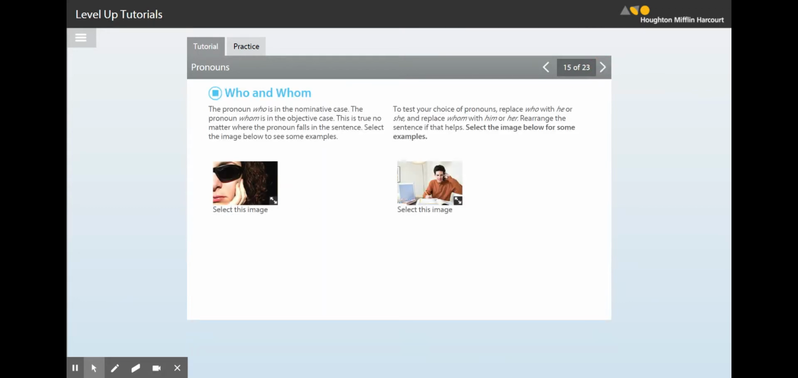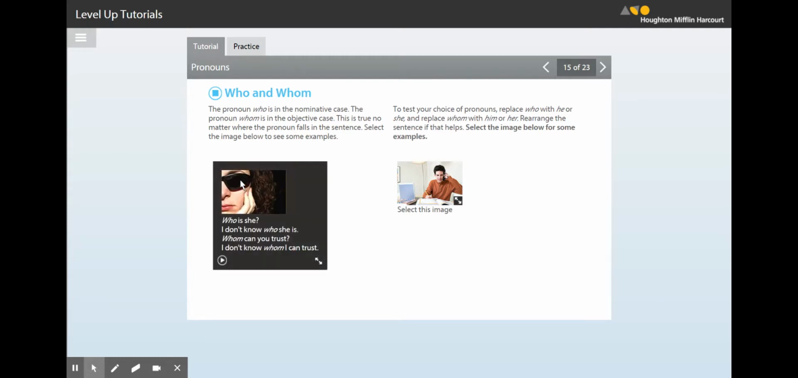Who and whom. The pronoun who is the nominative case. The pronoun whom is the objective case. This is true no matter where the pronoun falls in the sentence. Select the image below to see some examples. To test your choice of pronouns, replace who with he or she and replace whom with him or her. You can even rearrange the sentence if that helps.